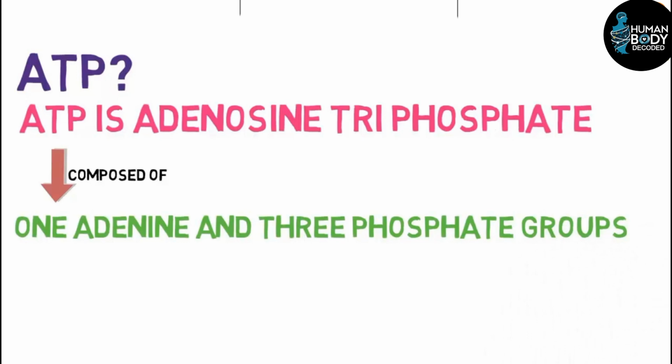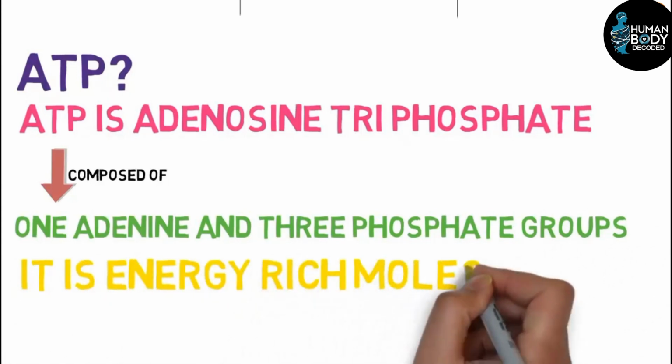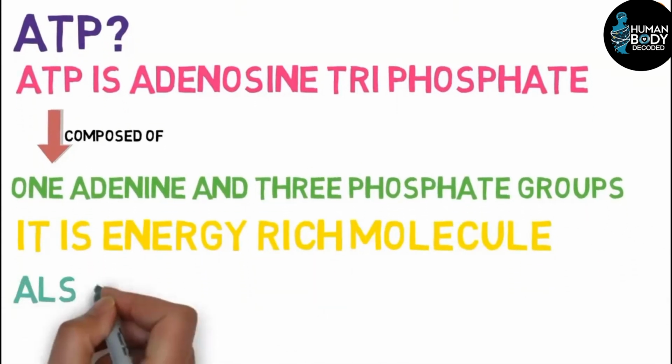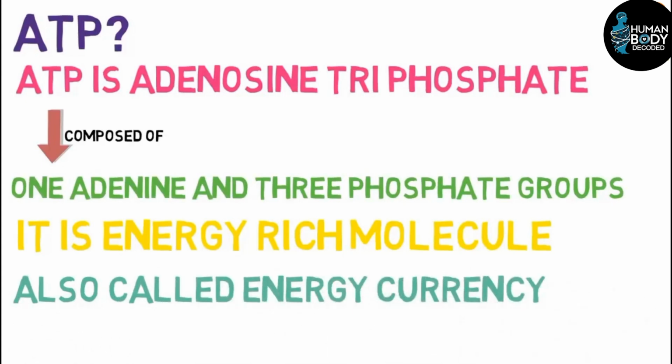As I already explained, adenosine is a nitrogen base. What is ATP? ATP is an energy-rich molecule. It is a molecule of energy. That is why it is also called the energy currency. This means for any function in our body, energy is needed. That energy currency is ATP. Just like in daily life, we use money to buy things. In the body, energy currency is needed to buy anything, and that is ATP.